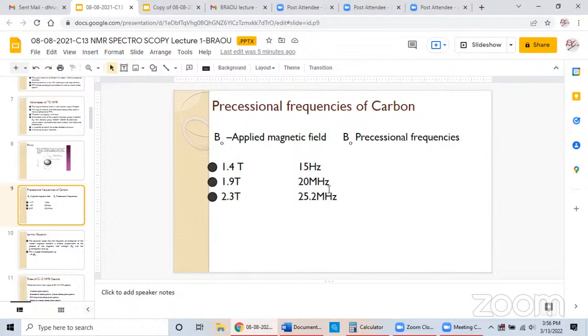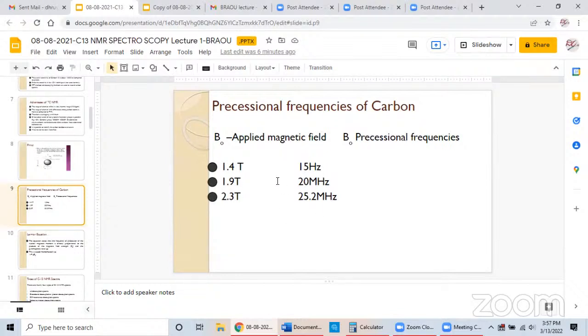At 1.9 Tesla, carbon-13 has 20 megahertz precessional frequency, whereas proton has 80. Okay, this is 60, this is 80, and at 2.3 Tesla it is around 100 megahertz precessional frequency. So we call it a spectrum. I mean, it will be more resolved than this.